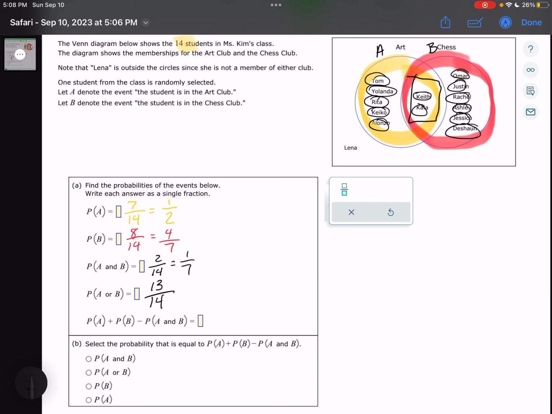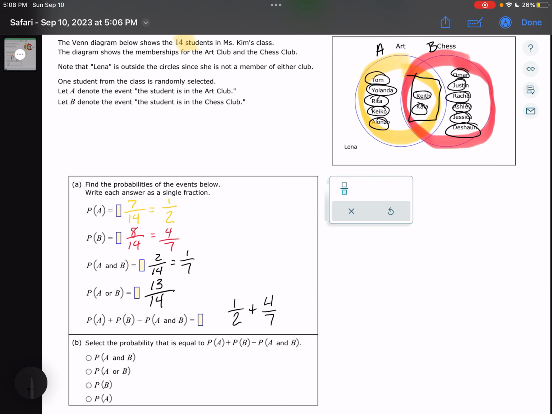14. So this one asks for the probability of A, which is 1/2, plus the probability of B, which is 4 out of 7, then minus the probability of A and B, which is 1 out of 7.